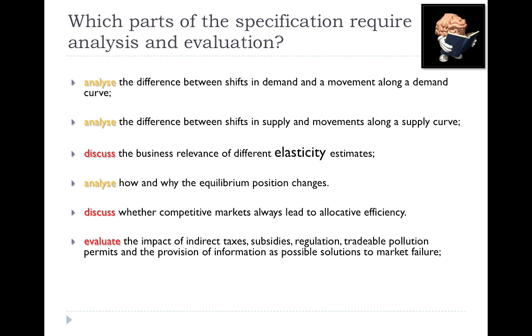Evaluate the impact of indirect taxes, subsidies, regulation, tradable pollution permits, and the provision of information as possible solutions to market failure. Generally, you're going to see this towards the end of the exam, right? How effective are they? Here's a method. How effective is it? Which one's the best? I think recently they asked the students to look at all 4 methods, and then of the 4, which one is the most effective? So you were analyzing for and against 4 of them, generally briefly, and then picking which one was the most effective based on your discussion.